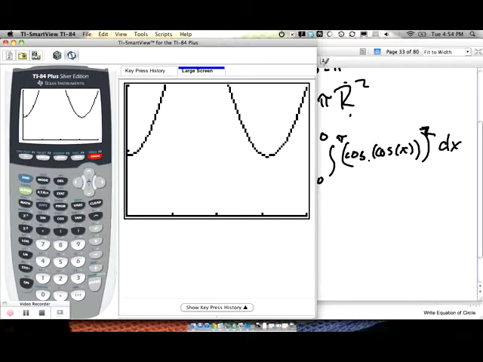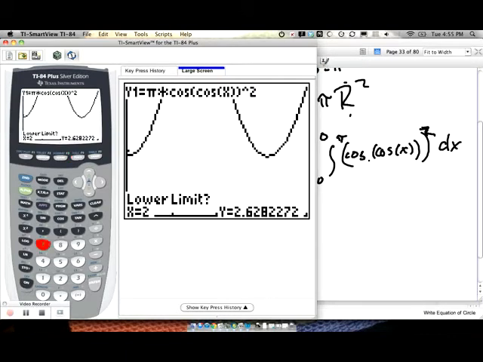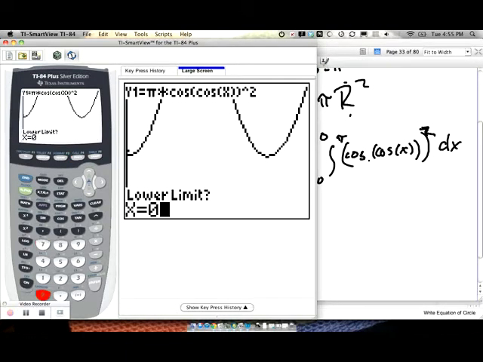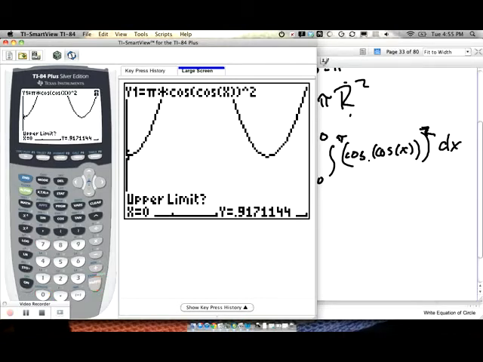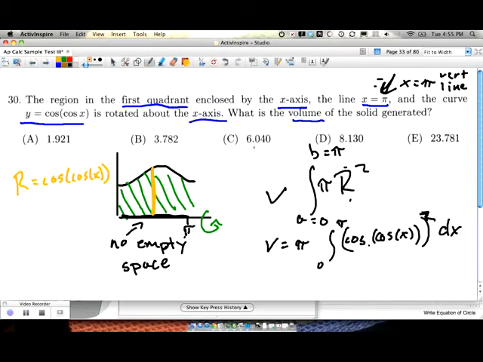So that's our graph. That's our function actually after we've made all the adjustments. I don't care that it looks different now. I should expect that. But what I want to do now is find this integral from 0 to pi, because even though it doesn't look like it used to, that's the calculation that I need to find. So I do second calculate, then I'm going to calculate the integral, number 7. The lower limit is 0. The upper limit is pi. Type it in. The answer is 6.03. Is that one of my options? Hey, this looks close enough.